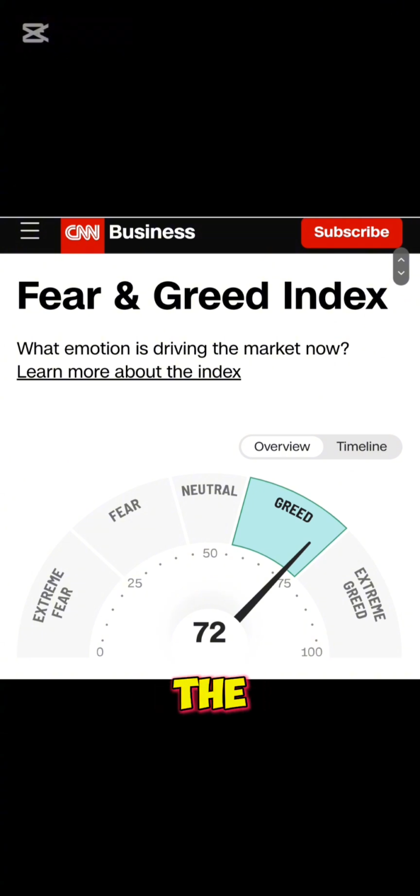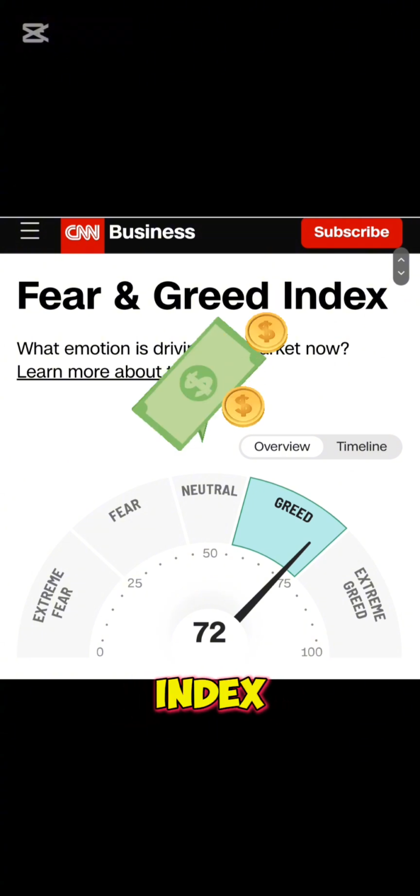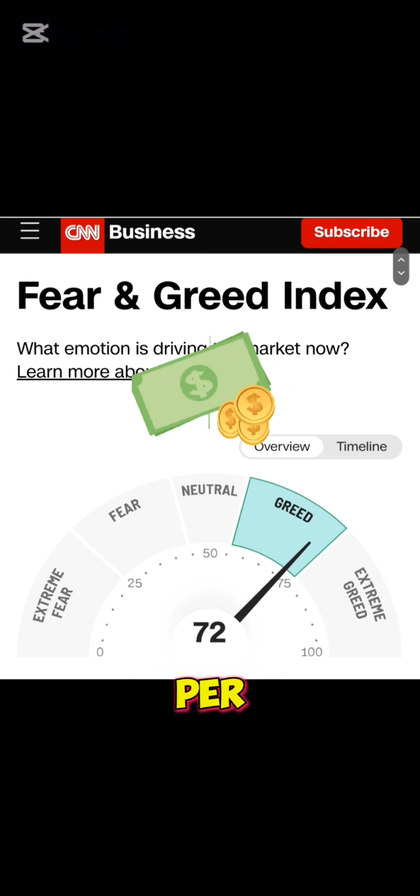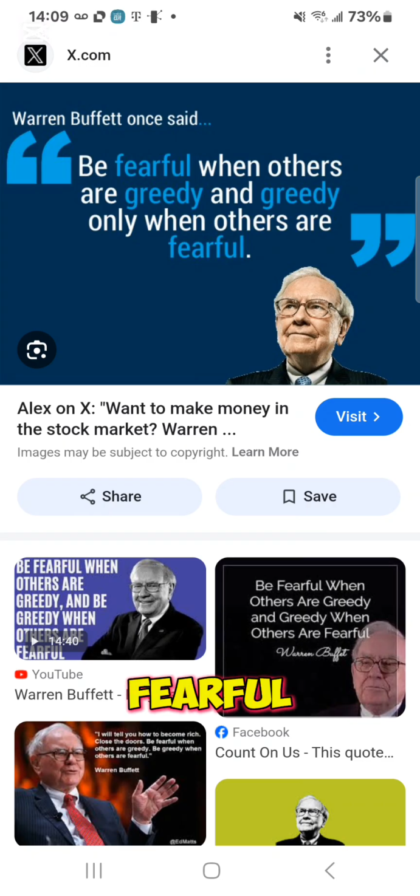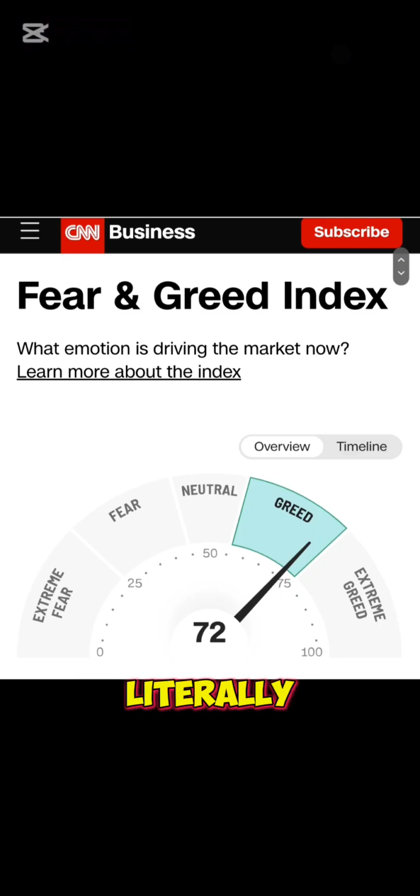Guys, if you look at the chart I just showed you, and then you look at the fear greed index, the fear greed index per CNN, the market is literally 2 points away from extreme greed at this point. Be fearful when others are greedy, and greedy only when others are fearful. Well, as you just saw, we are literally points away from extreme greed over here. Extreme greed. What does that mean?